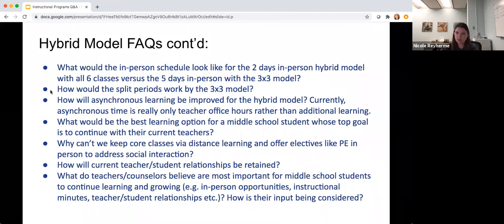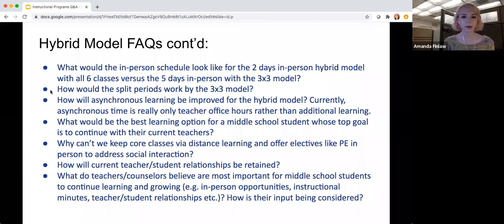In the 5-day model, an AM/PM type schedule on a 3x3, you would have much smaller or shorter class periods, but you would get to attend them every day of the week. So either in the morning or in the afternoon, but they would be reduced to maybe 40 to 45 minute class periods, most likely.